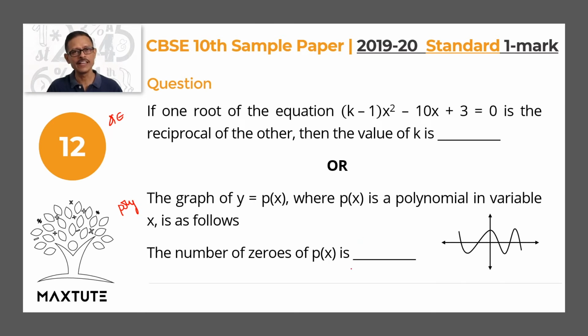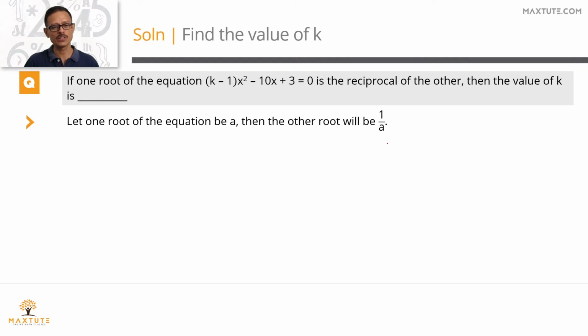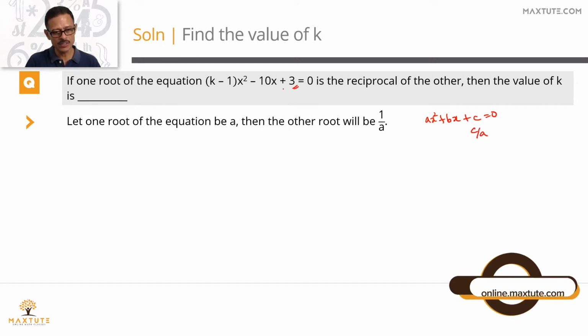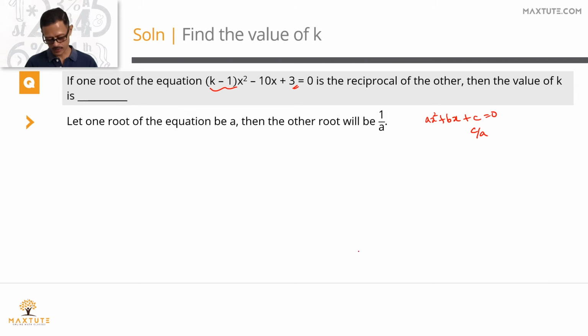Let's assign a variable for these roots. Let's say one root is a. The other one is its reciprocal. So that's going to be equal to 1 upon a. For a quadratic equation of the form ax square plus bx plus c equals 0, the product of its roots we know is equal to c upon a. In this case, c is equal to 3, a is equal to k minus 1. So product of the roots of this quadratic equation is 3 by k minus 1.